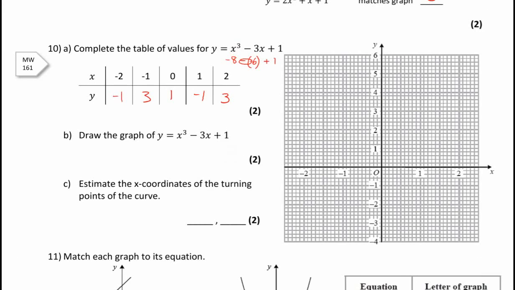So when I plot this, 2 to the left, 1 down, negative 2, negative 1. Negative 1, 3. It's going to be there. 0, 1, 1, negative 1, and 2, 3. Okay, so you can see the shape this is going to make. We now have to draw it. It's quite hard to do this in a smooth way, but I'll try my best.